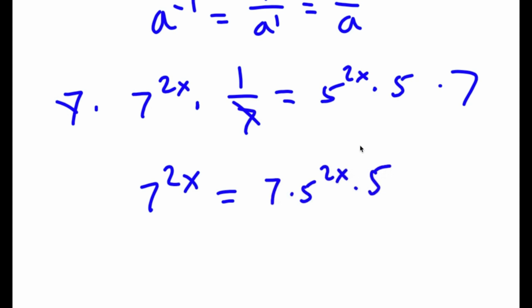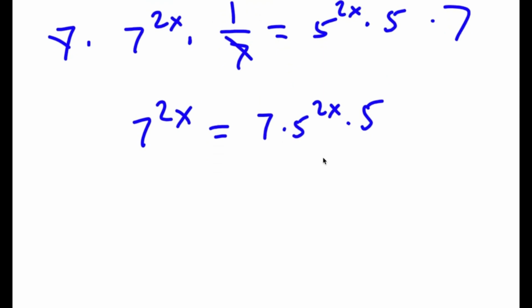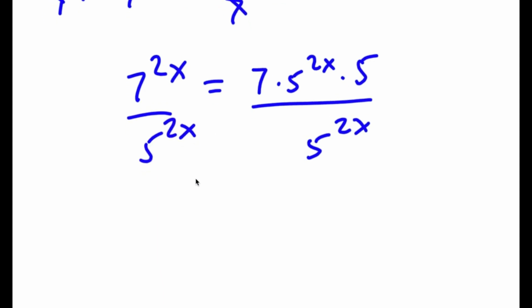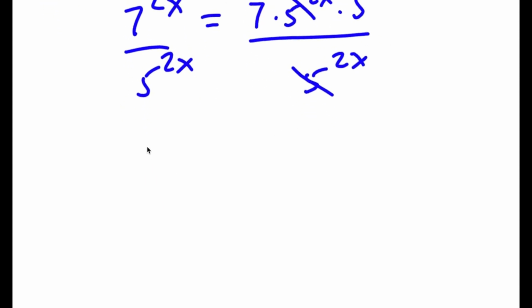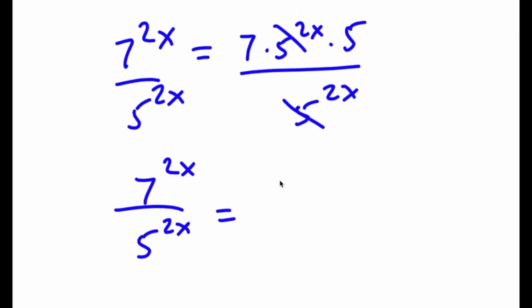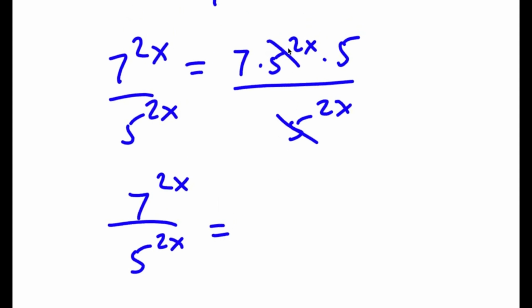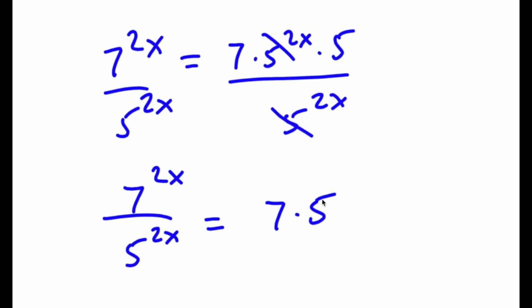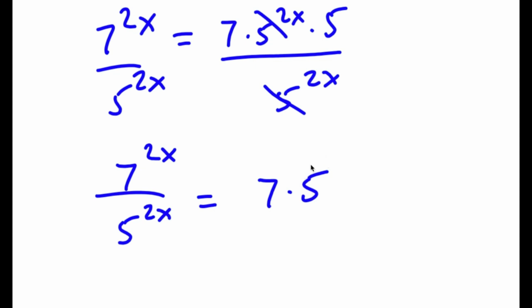And now what I'm going to do is I'm going to divide both sides by 5 to the power of 2x. So then these two would cancel out. So now I'm left with 7 to the power of 2x over 5 to the power of 2x is equal to 7 times 5. Now you may be thinking to actually multiply these two, but I am actually not. I'm just going to leave them in the form they are.